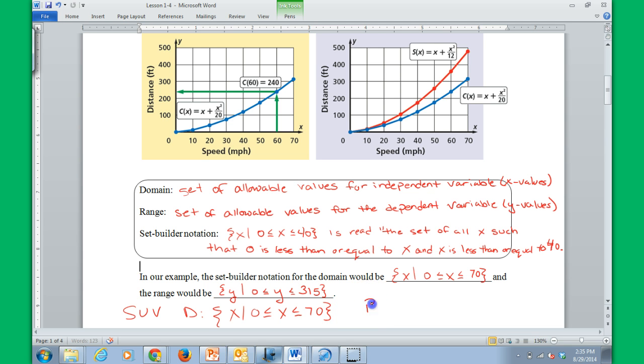But the range changes, doesn't it? What's my minimum range value? 0. And what's my maximum range value here? Well, that's the x value, but my range value is my y. So if I go up here, yeah. So you're just kind of making a guess right now. So I would say maybe 480. Okay?